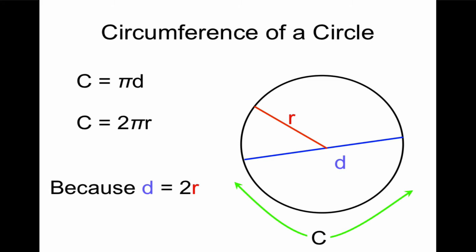So we're going to choose the formula that's more convenient for us. If we're given the diameter, we'll use the first formula, pi times diameter, and if we're given the radius, we'll just use 2 times pi times r.